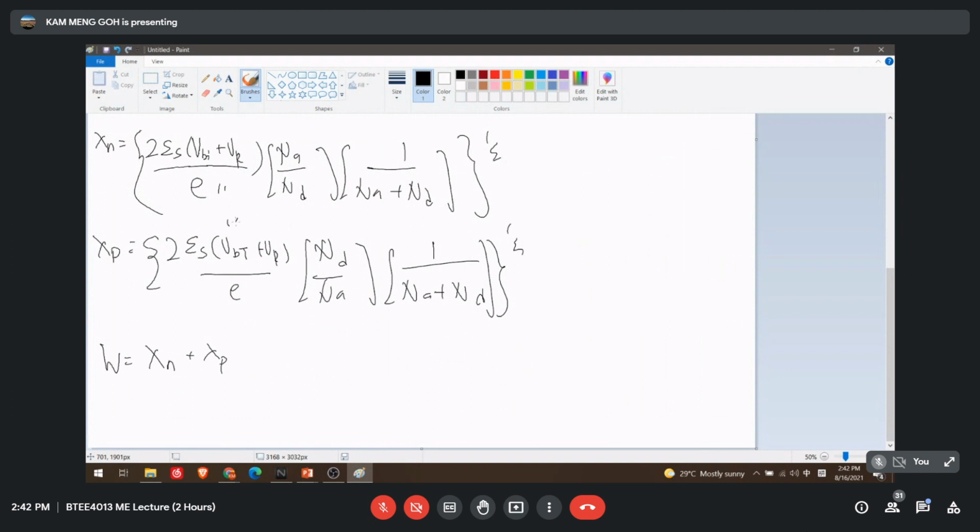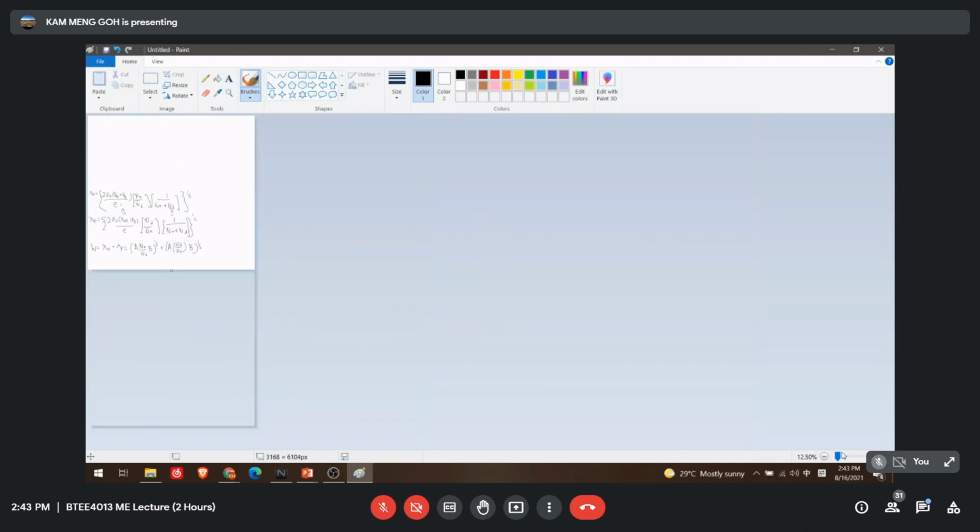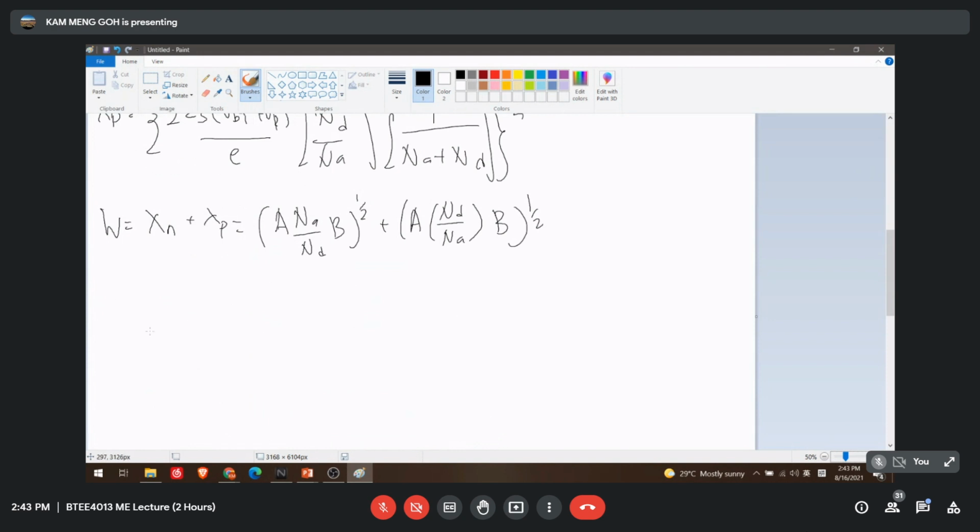So we take this as A. We imagine this is A, this is B. This will become the square root of A, NA over ND, times E to the half, plus the square root of ND over NA, multiplied by B to the half. So this is the W: square root of A, NA, B over ND, plus square root of A, ND, B over NA.